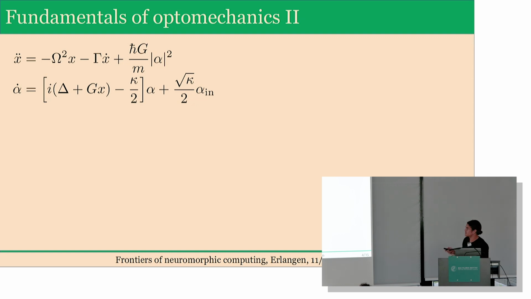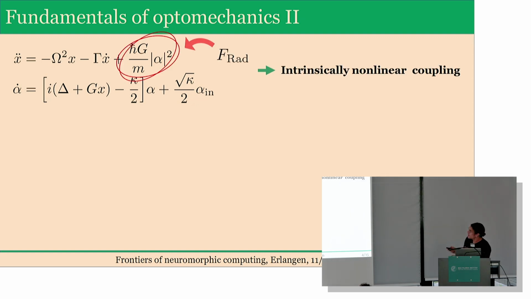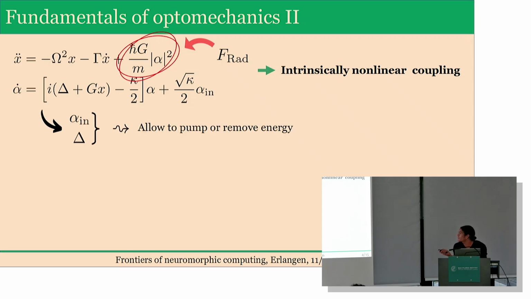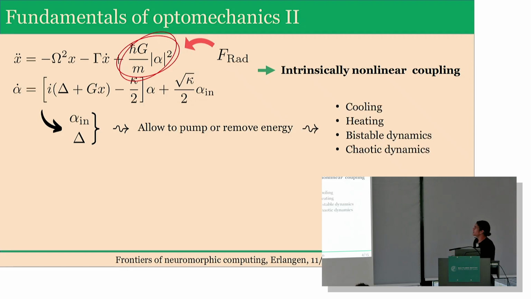Let me comment a bit on this equation. I decided to derive it because I think that now it's pretty clear how the nonlinearity arises. The system is intrinsically nonlinear. You can see it from here and from here, actually. Essentially, for the mechanical system, we have a damped harmonic oscillator with the effect of the radiation pressure force. This is a very rich model, and in particular, by controlling the power input from the laser and the detuning, we are able to pump energy into or remove energy from the system. This leads to very rich dynamics. We can cool the system, heat the system, reach bistable, multistable dynamics, chaotic dynamics, and so on and so forth.